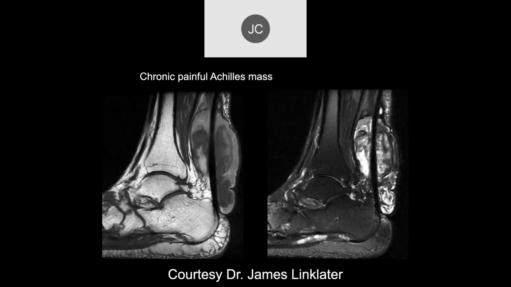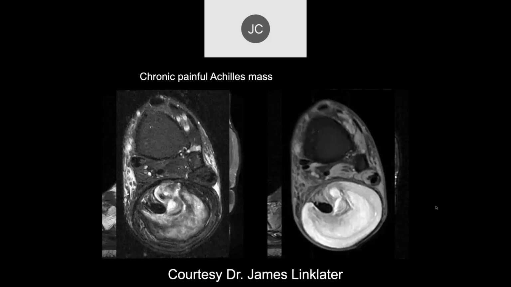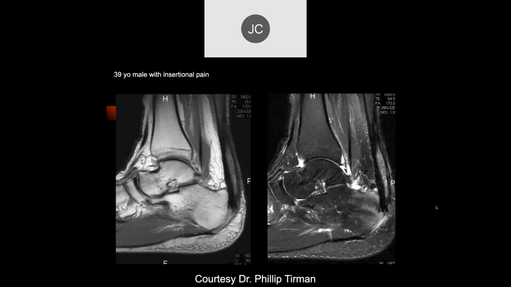Okay, chronic painful Achilles mass surrounding the Achilles tendon. We see this lobular soft tissue mass on either side, with significant enhancement. Could this be gouty tendinopathy again? Yeah. Gouty tendinopathy. Robert?